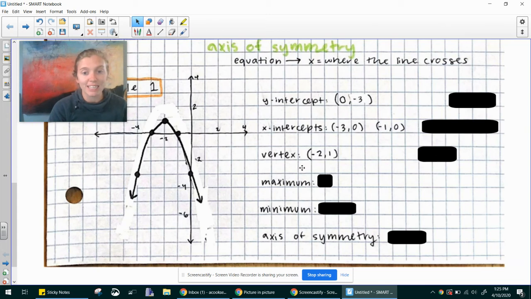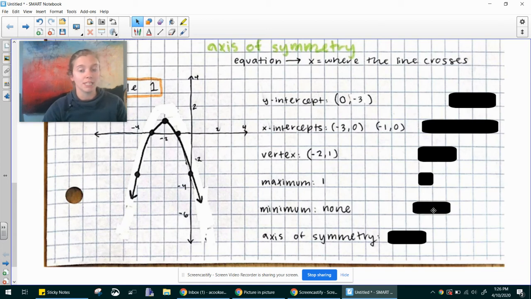Sometimes we'll be asked to find the maximum or the minimum. When we're asked to find the maximum or the minimum and not the vertex, we only need to list the y-coordinate. So the maximum of this graph, the highest the graph goes on the y-axis, is 1. The minimum of this graph means I go as low as I can go. Oh wait, there are arrows. It's going to keep going forever and ever. It's going to keep getting lower. There is no minimum to this graph.